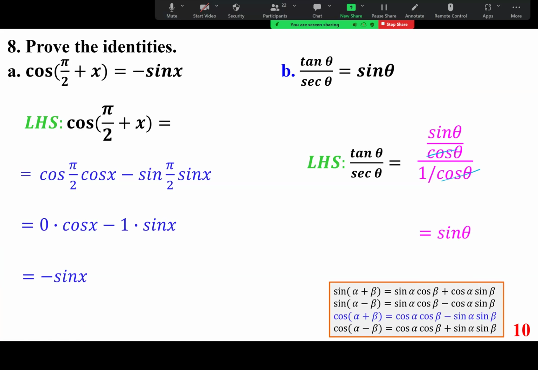Or you can just do A over B over C over D. You can do these two. Remember that? Put it at top. These two, put it at the bottom. Just however you learn to deal with a complex fraction, that works here as well.